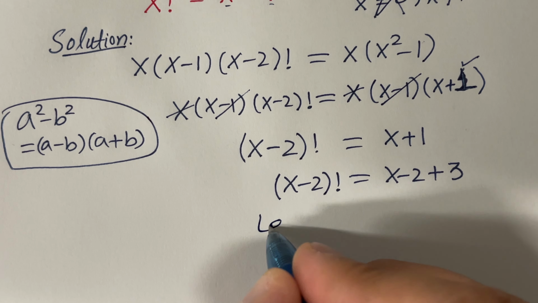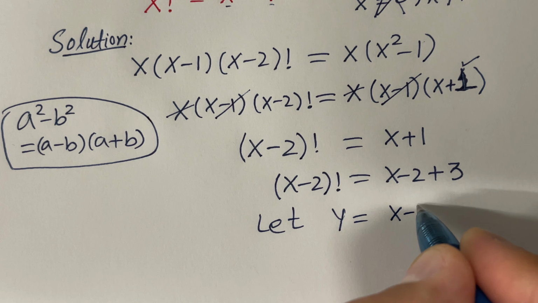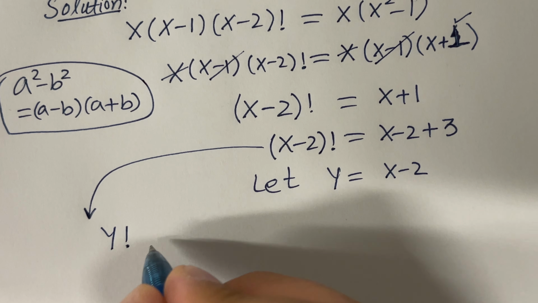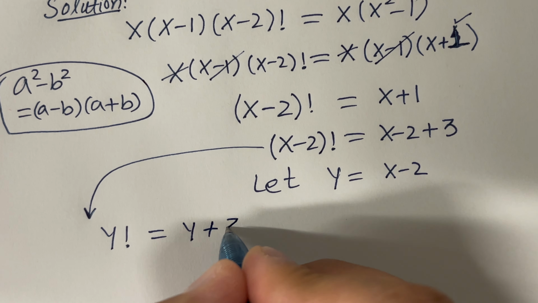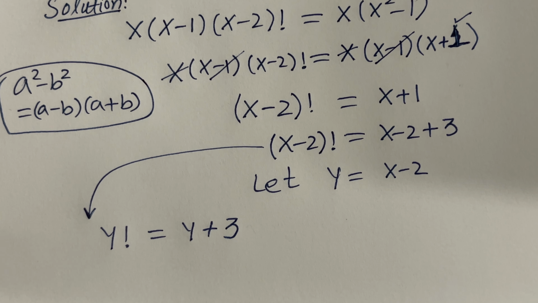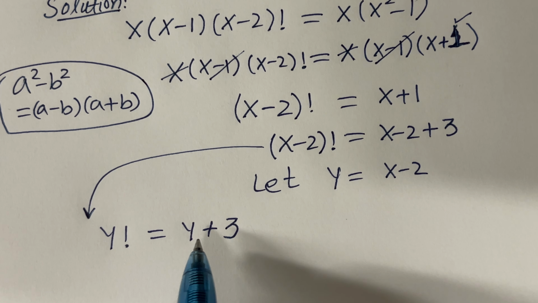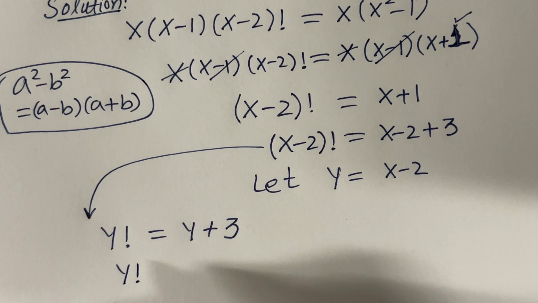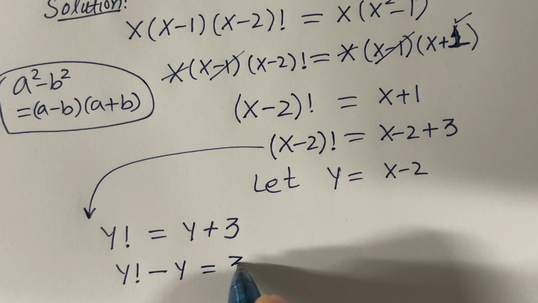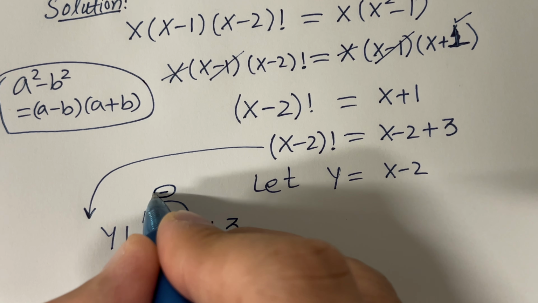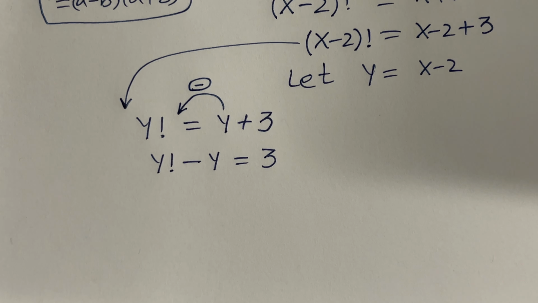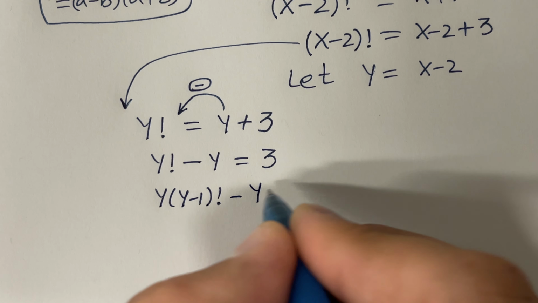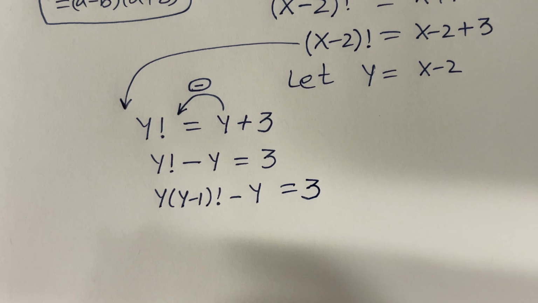Now I can use the substitution y equal to x minus 2, then this factorial equation will turn out to be y factorial equal to y plus 3, right? Now I can rewrite it like this: y factorial minus y equal to 3. I have just moved this guy to the left hand side. So far so good. But y factorial is y times (y minus 1) factorial, and we have minus y here, and then the right hand side is 3.